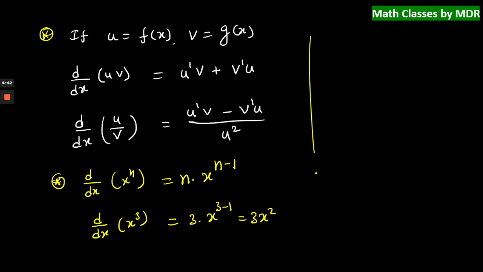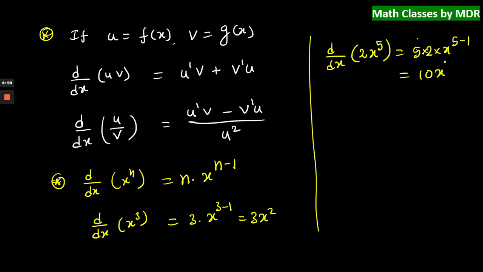Suppose you have d by dx of 2x to the power 5. So d by dx of 2x to the power 5 is 5 into 2 into x to the power 5 minus 1. That is 10 into x to the power 4.